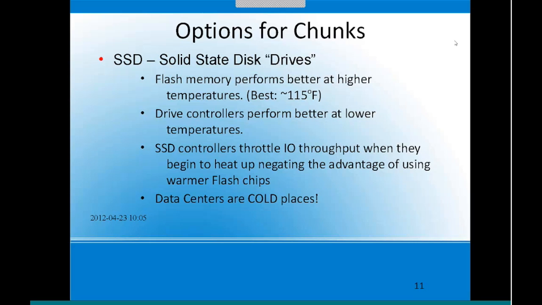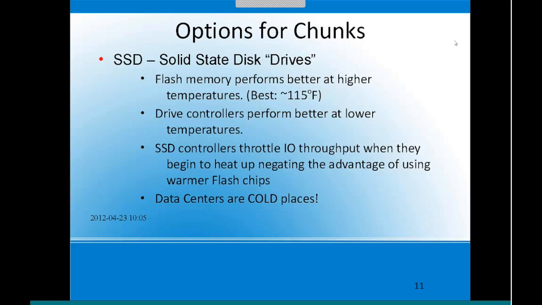Another odd thing about flash is that flash memory performs better when it gets hotter. It performs best at around 115 degrees Fahrenheit, which is too hot for most of your computer equipment. Your drive controllers in particular perform much better at lower temperatures, which is why all of your data centers are air conditioned. And SSD controllers, because they don't perform well when they get hot, will throttle down the I/O throughput that they're producing to keep their own heat down, and that will negate the advantage of the flash chips starting to speed up as they get hotter.